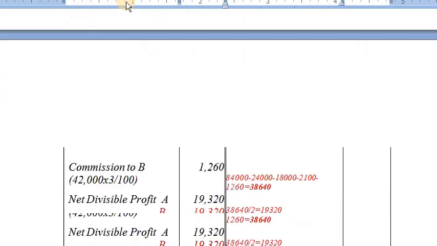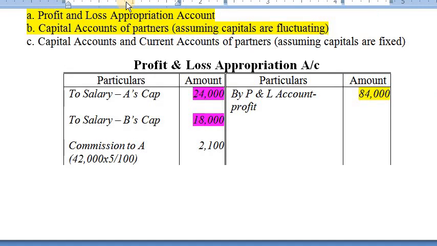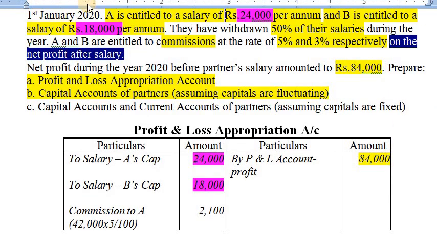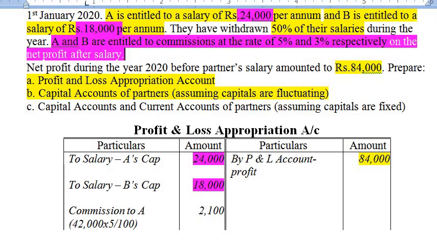Commission to A and commission to B. What is mentioned here about the commission? A and B are entitled to commission at the rate of 5% and 3% respectively. That is, A will get 5% commission, B will get 3% commission on what? On the net profit after salary.